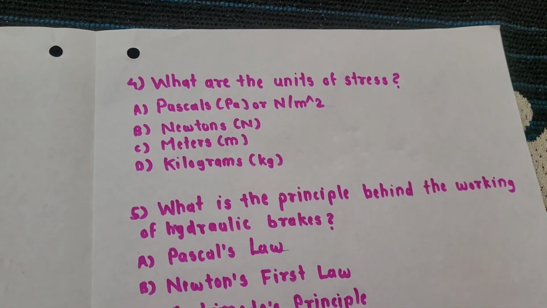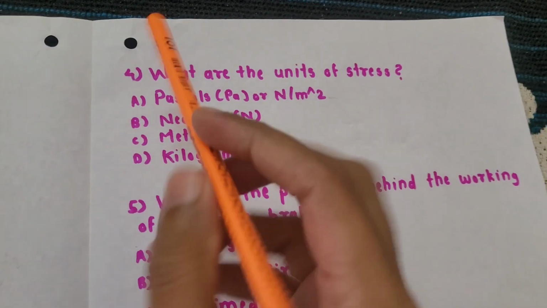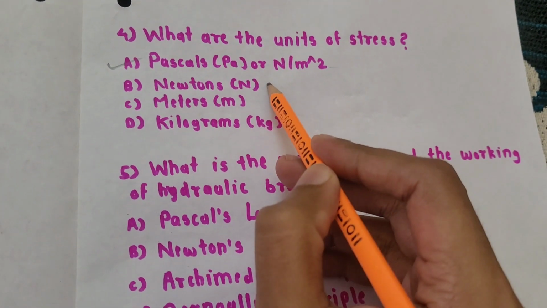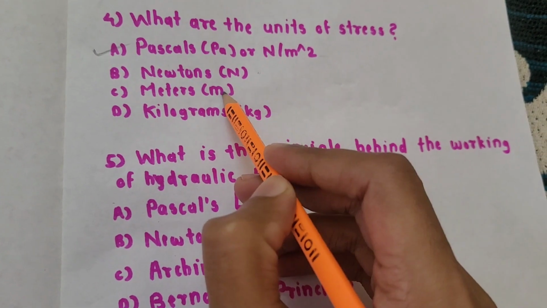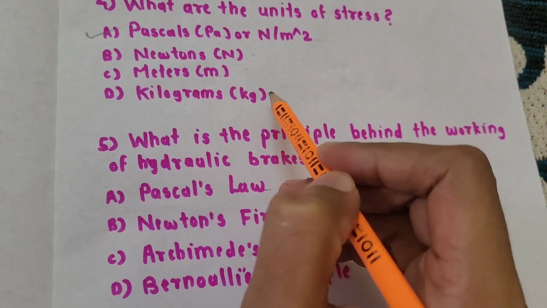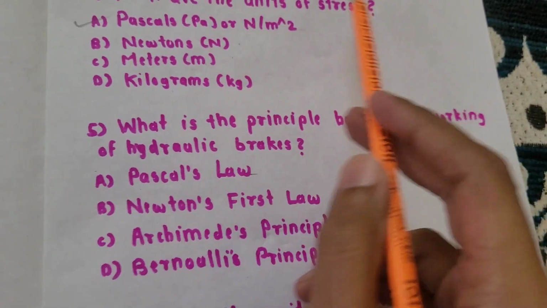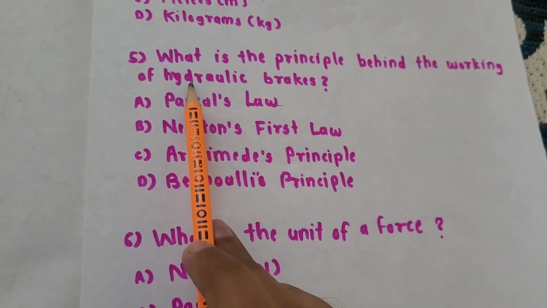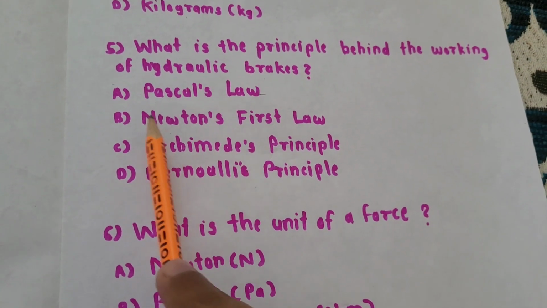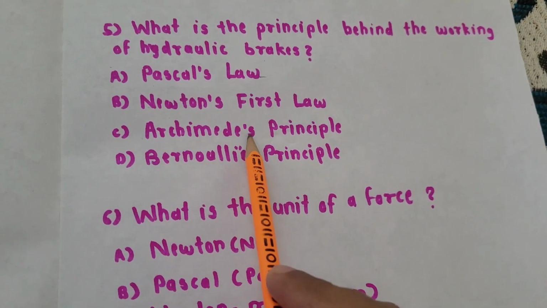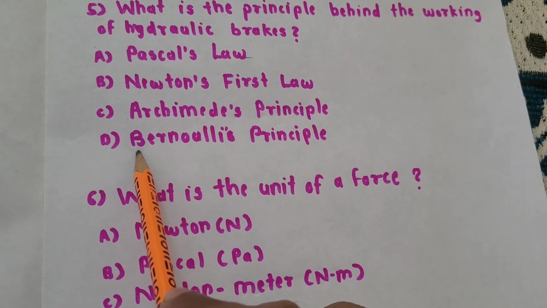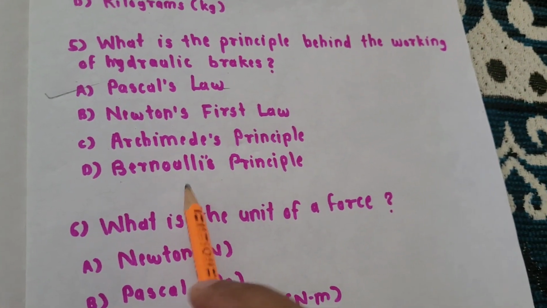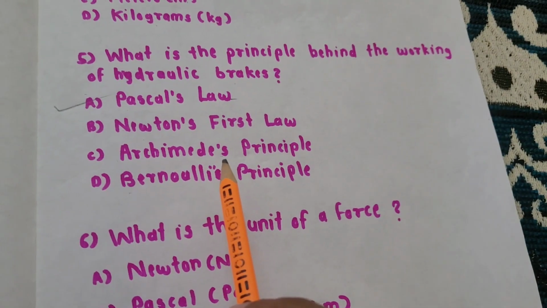What are the units of stress? It is a very basic question. The unit of stress is pascals, or Newton per meter square. Newton is the unit of force, meter is length, and kilogram is the unit of mass. Next, very basic question: what is the principle behind the working of hydraulic brakes? Newton's first law, no. Archimedes principle, no. Bernoulli's principle, no. Only Pascal's law. Yes, Pascal's law is the principle behind the working of hydraulic brakes.